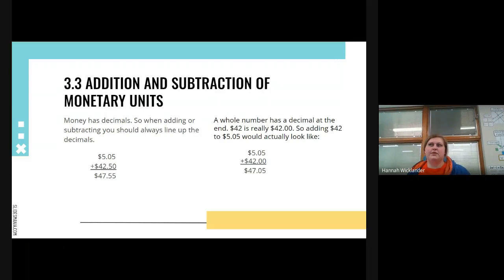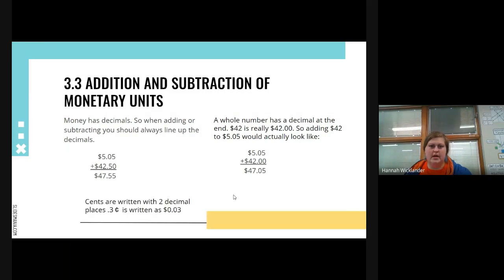Same thing goes for when you're using your calculator for today's assignment. Make sure you're adding the decimals in the correct spots and that you're using the decimals. If you don't put them in, it won't give you the correct answer. Cents are written with 2 decimal places. 3 cents is written as $0.03.